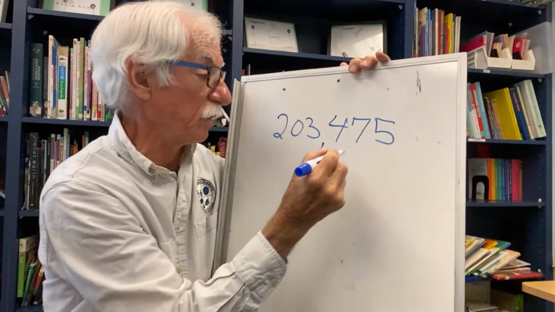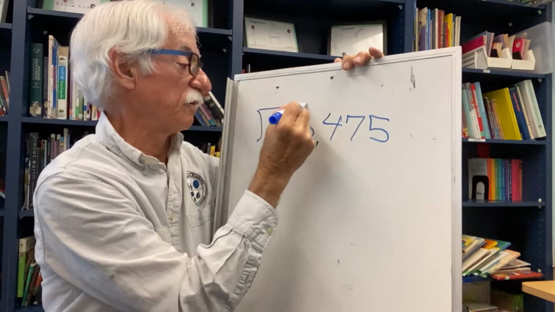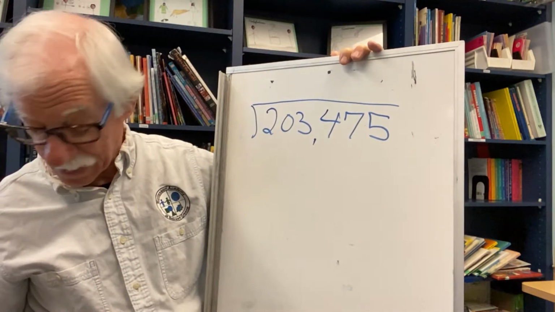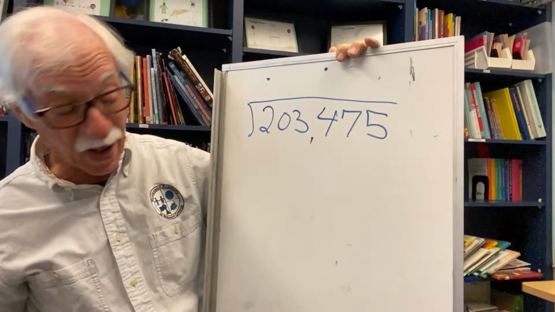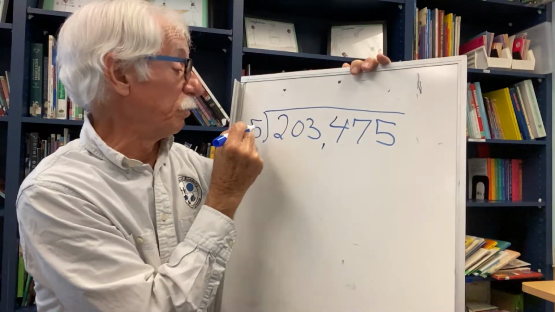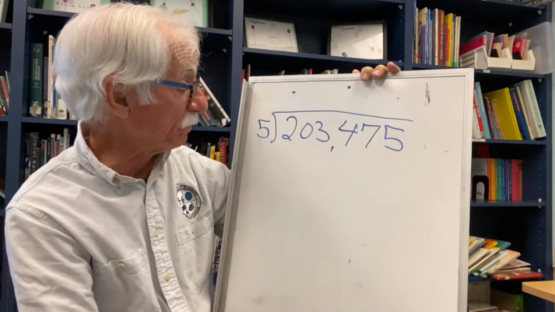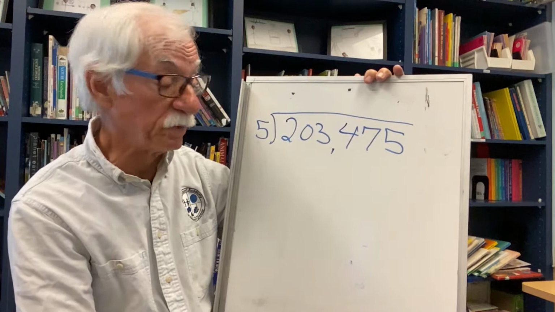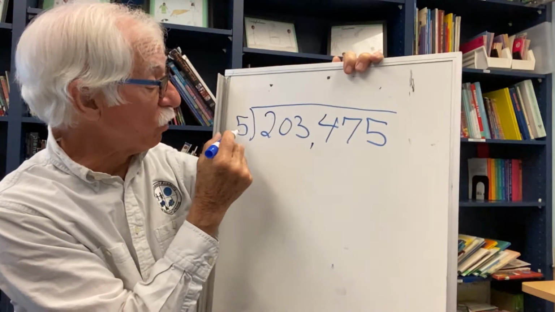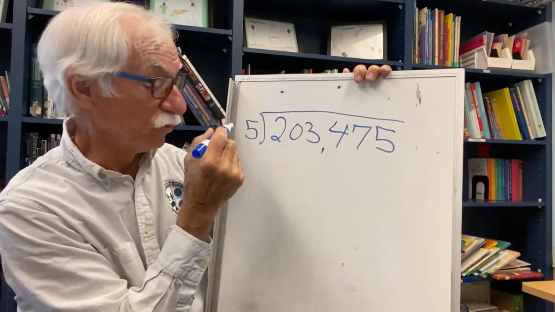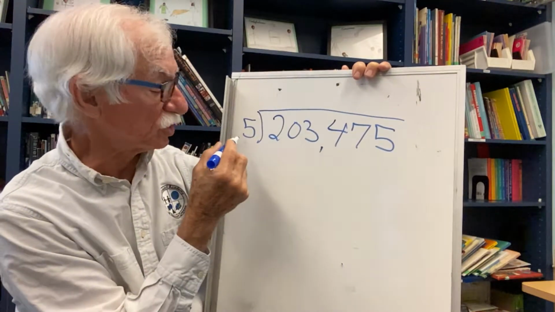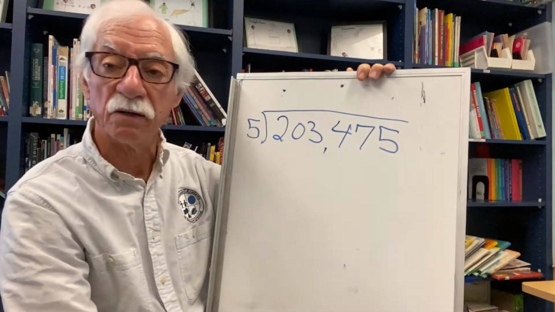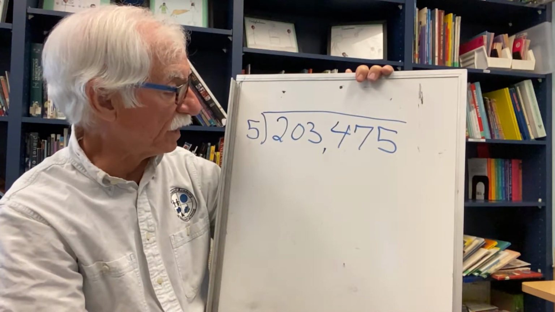203,475. This is going to be a tricky one. And our divisor is 5, because 5 of those bulbs is going to go in each net bag. Well, it's group division. So we need to think, using our math facts of multiplication, estimating, how many groups of 5 there are in that dividend.